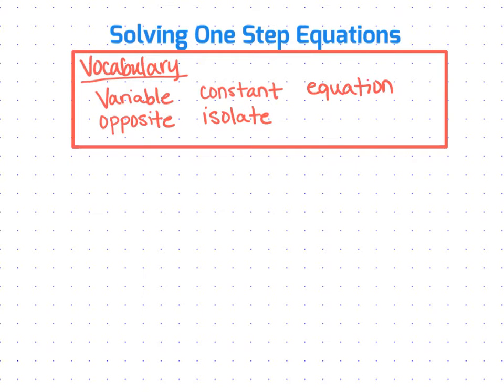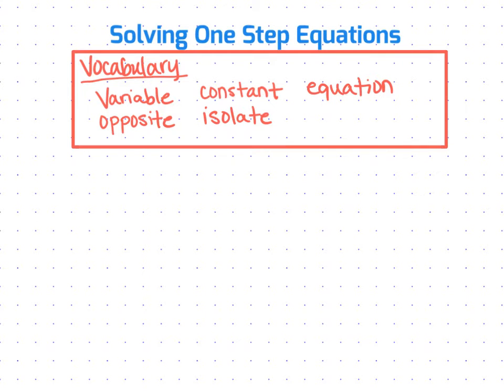Some vocabulary that we need to make sure we are aware of is the word variable. When we use the word variable, we will be talking about the letters that are in our problem or the unknown value. The word opposite, and we could also call this the inverse.